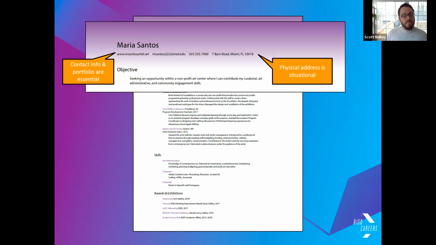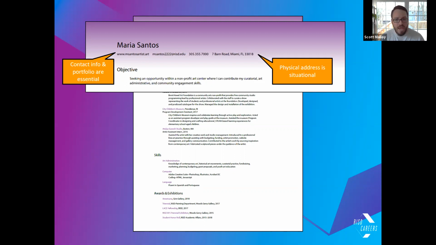There needs to be a way for people to see your work, and there also needs to be a way for people to contact you. Now, one of the other pieces of information you see on this is their physical address. In this case, it's a Miami, Florida address. One of the things you want to consider is, I personally believe, and others who have expertise in resumes think this way as well, that the physical address may be situational, meaning it might be an optional thing that you include sometimes and don't include others.